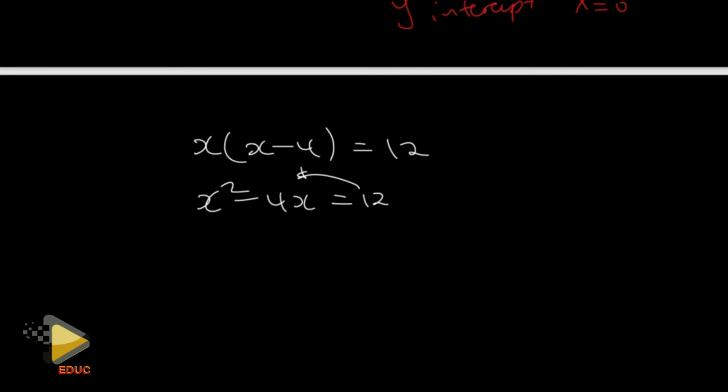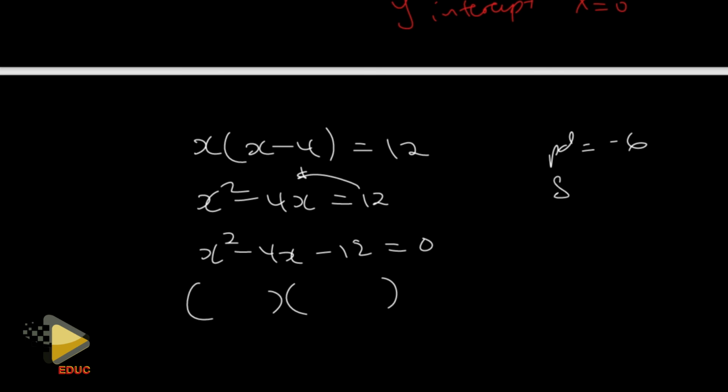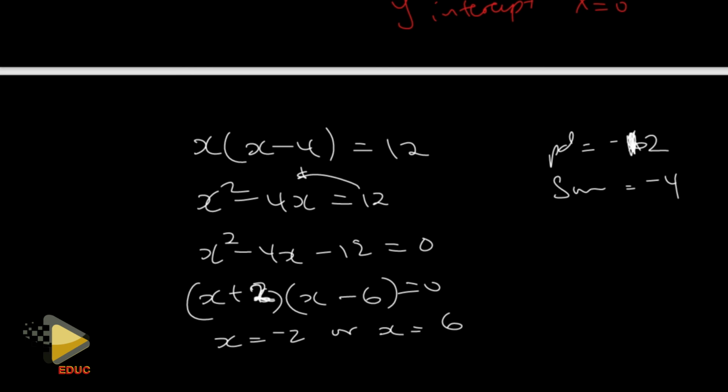Let's move the 12 to that side. It's x squared minus 4x minus 12 is equal to 0. We can now look for our factors. Product is negative 12, and then the sum is negative 4. Two numbers that I'm seeing will be 6 and 2. I said 6 and 2, not 6 and 6. That's a negative and this is a plus. Okay, so which means x is a negative 2, so x must be a positive 6.